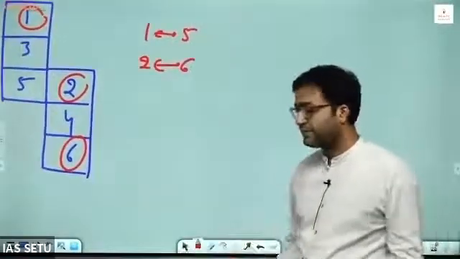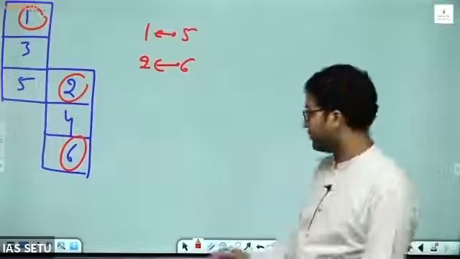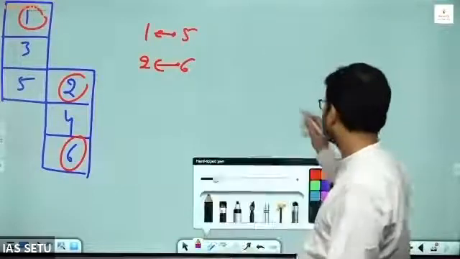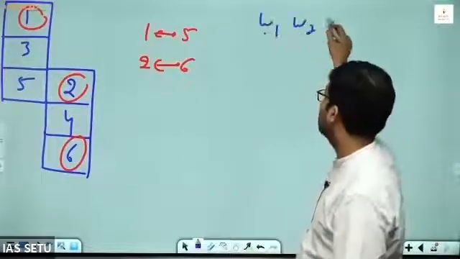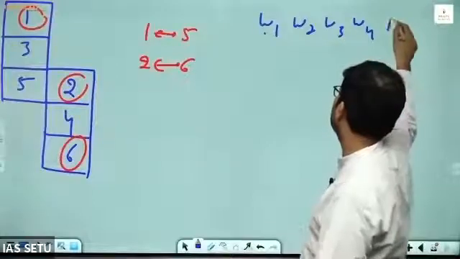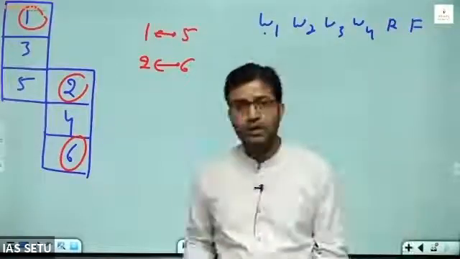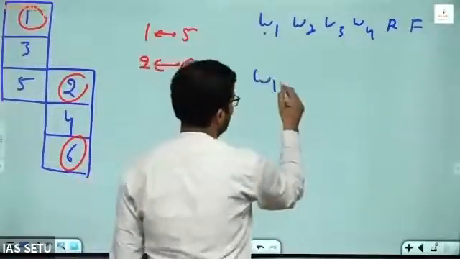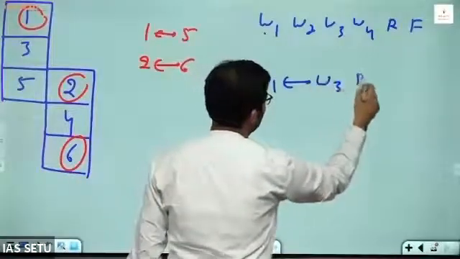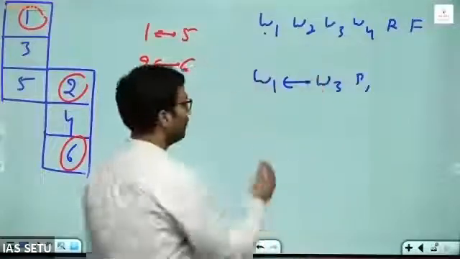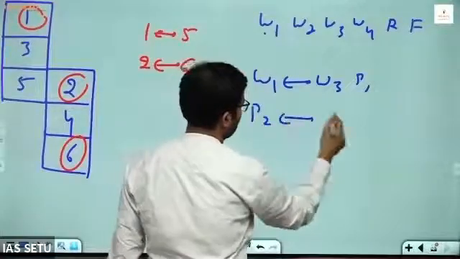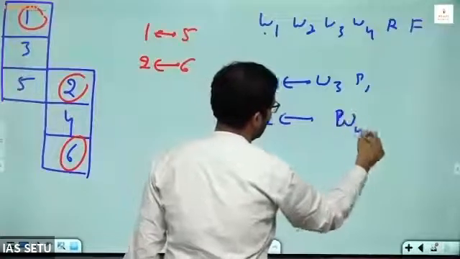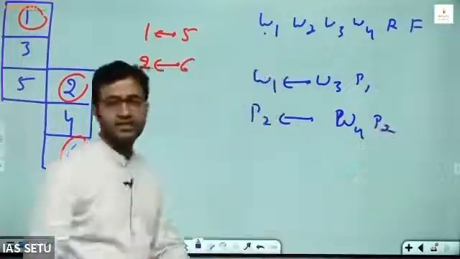See here, the examiner says in your room there are 6 faces: wall number 1, wall number 2, wall number 3, wall number 4, roof and floor. After that, the examiner told wall number 1 is opposite to wall number 3. This is the first pair. Wall number 2 is opposite to wall number 4. This is the second pair.